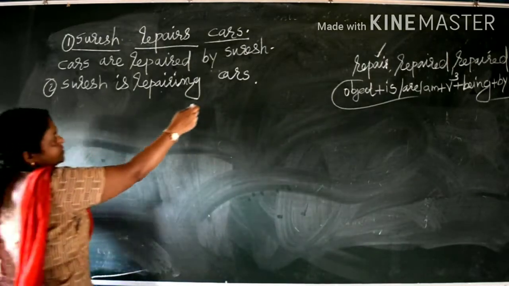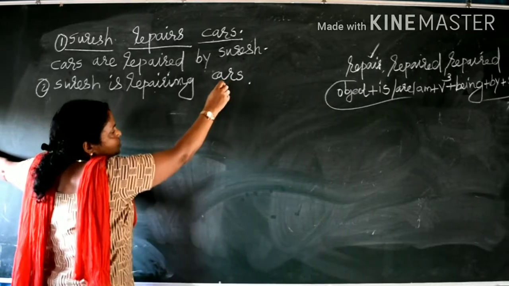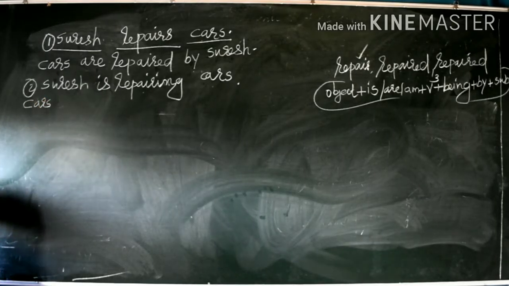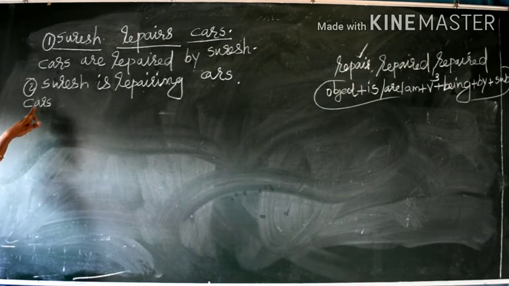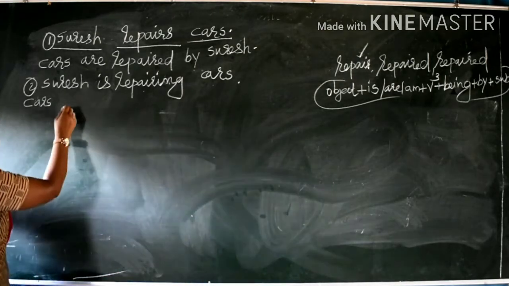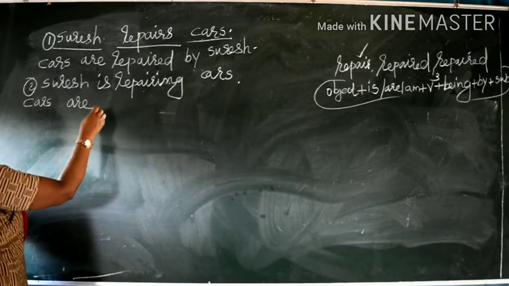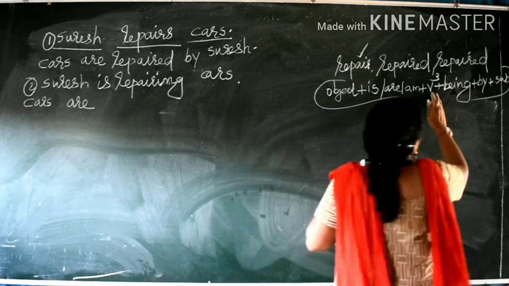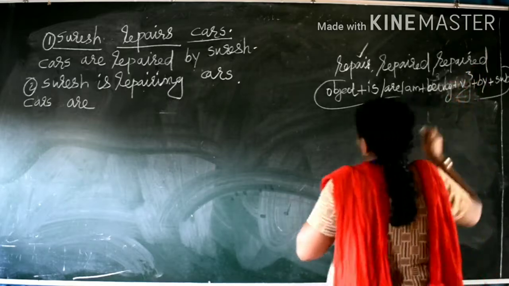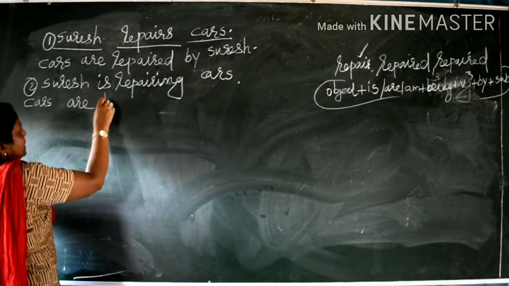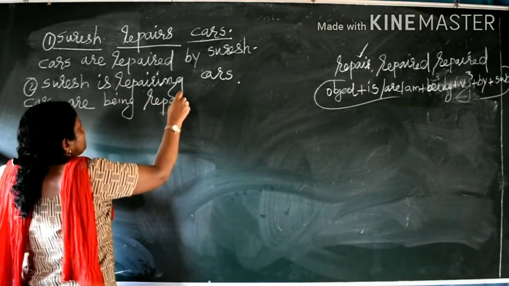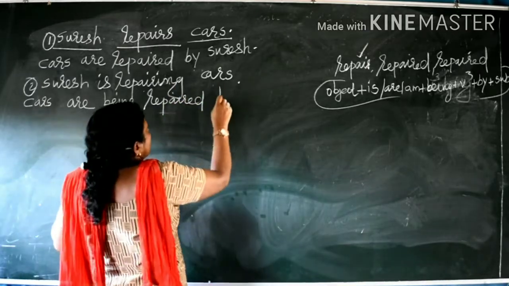Children listen, in every passive voice we use the object first, the same way we will write cars. You should listen carefully. Cars means plural, more than one, so "are" will be used. Cars are, after that the extra one, being, plus the verb third form. So: cars are being repaired by Suresh.